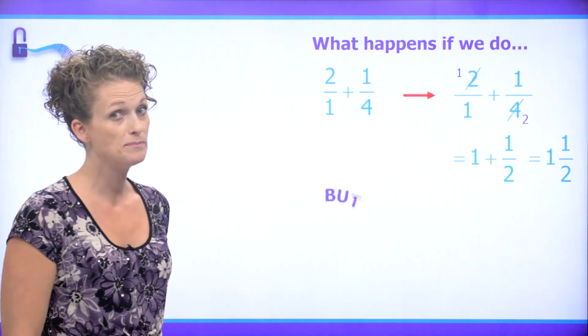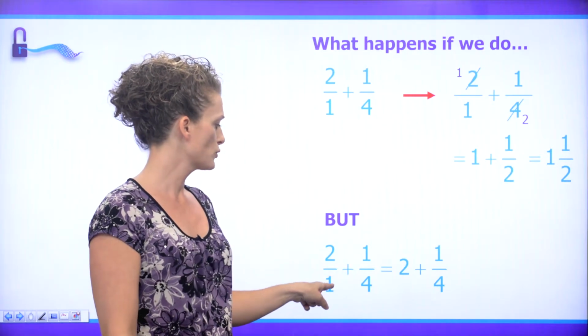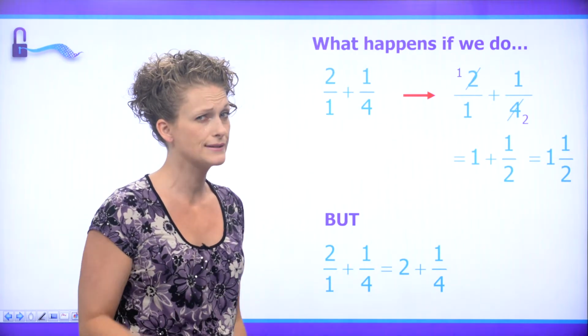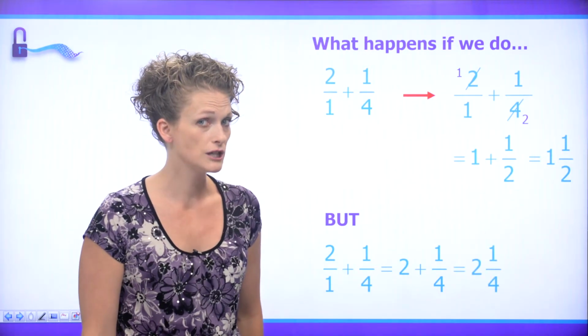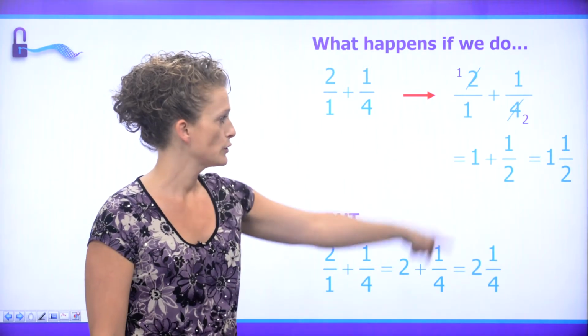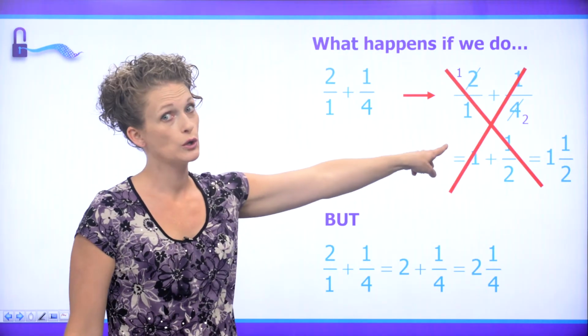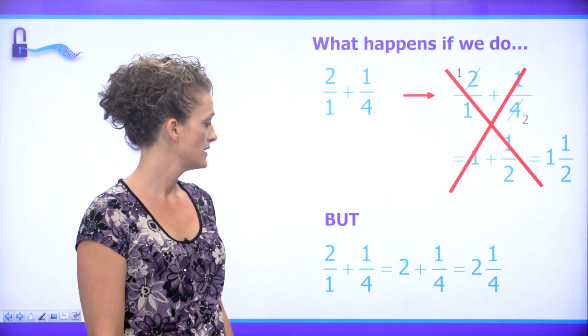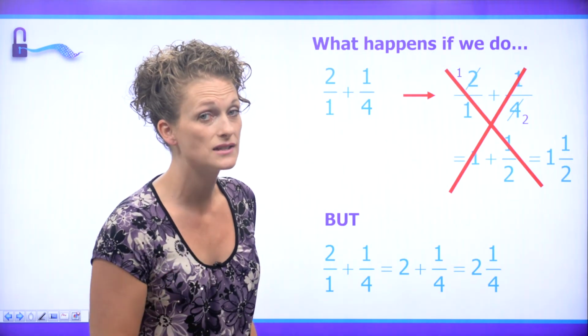But, and this but is a very big word, 2 over 1 plus 1 over 4 is the same thing as 2 plus 1/4, which is 2 1/4. Those are not the same. They do not equal the same thing. So don't do that. That will give you an incorrect answer. So remember to only cancel with multiplication. And that's our lesson on canceling to simplify with multiplication.